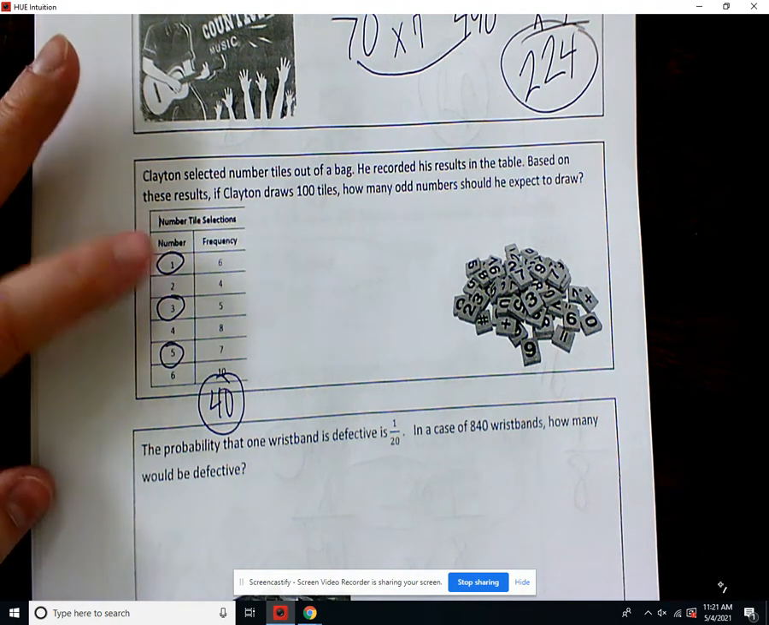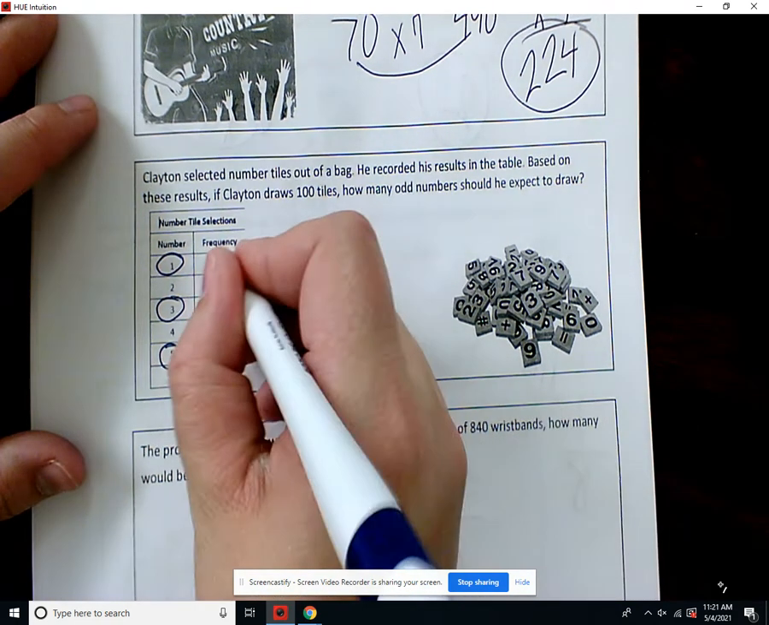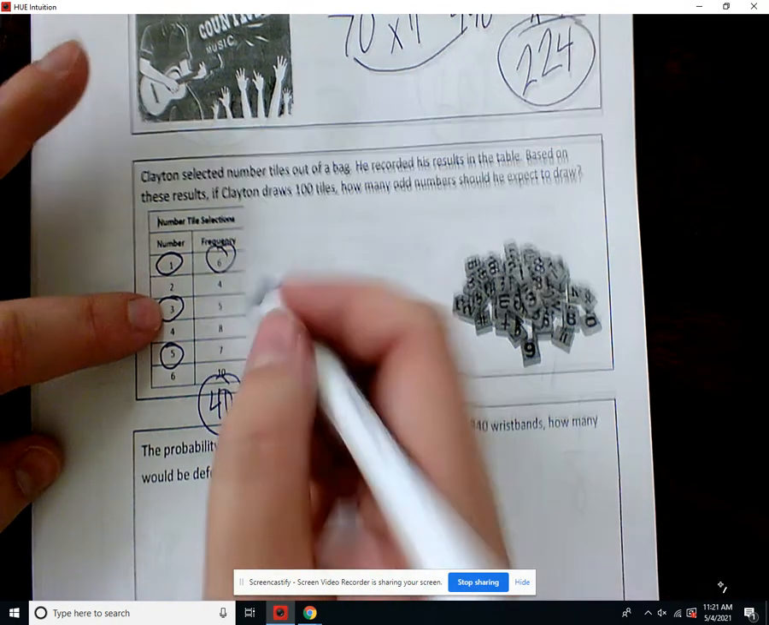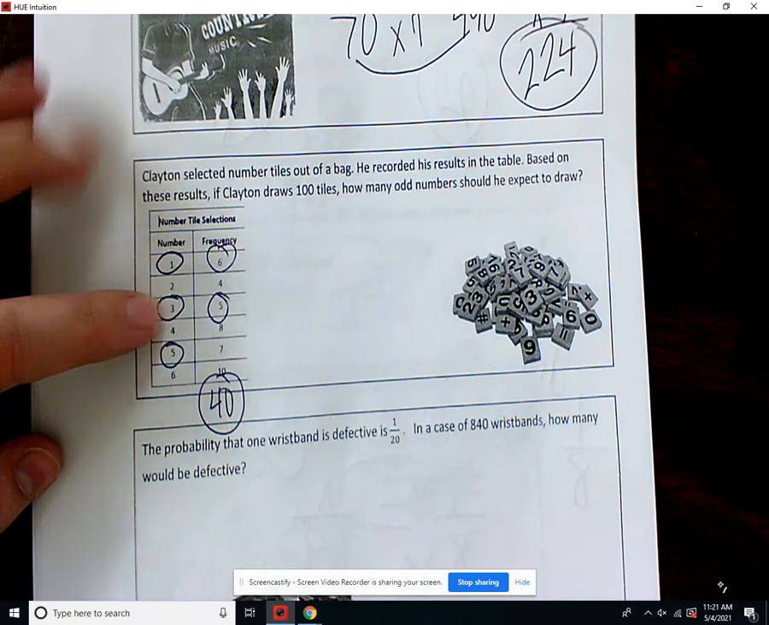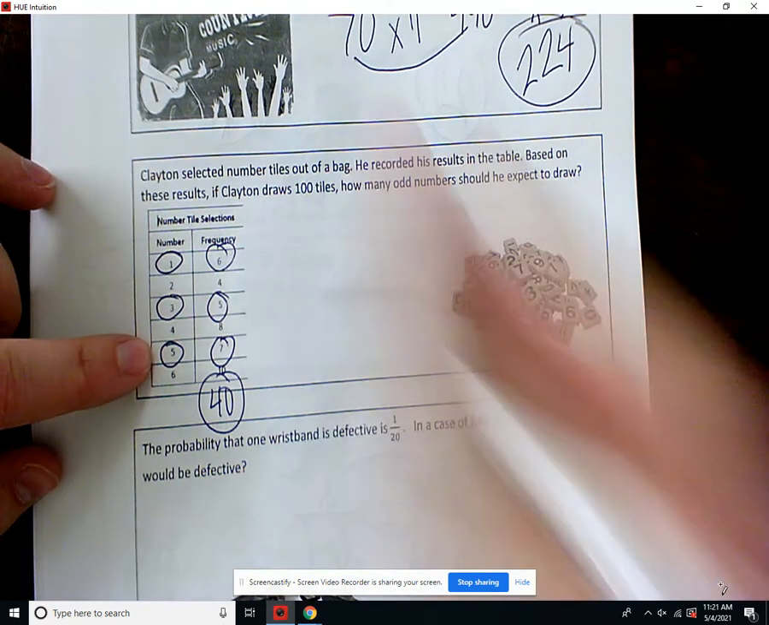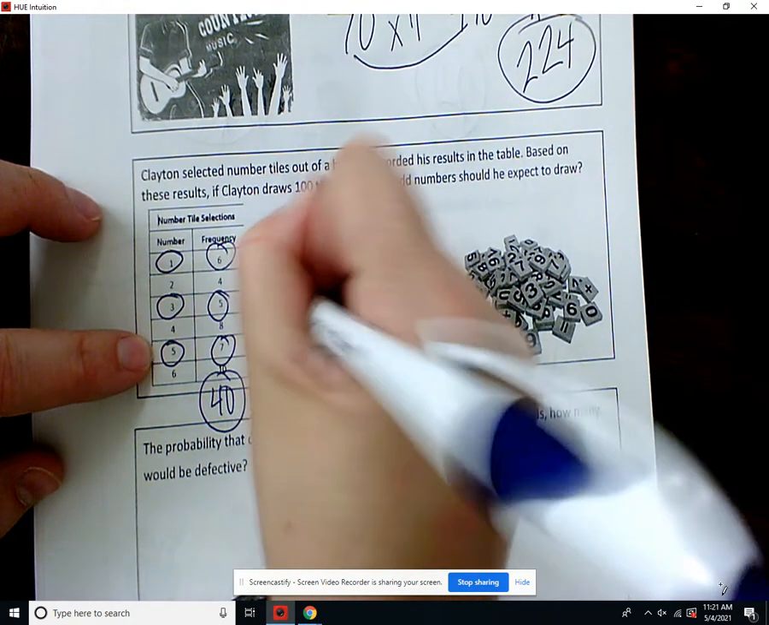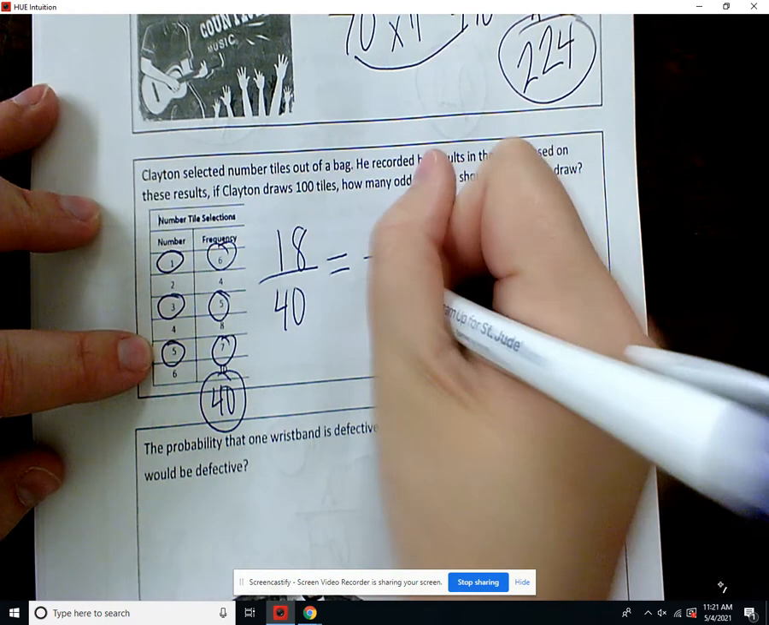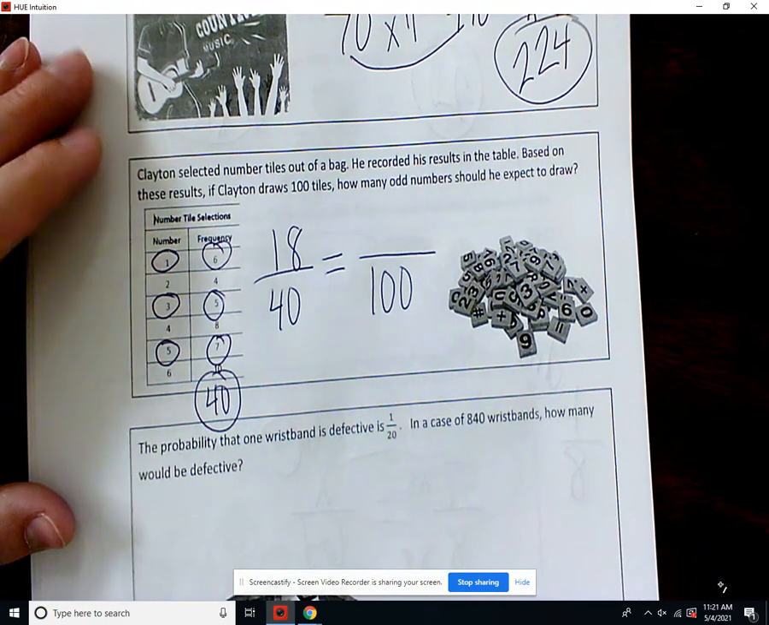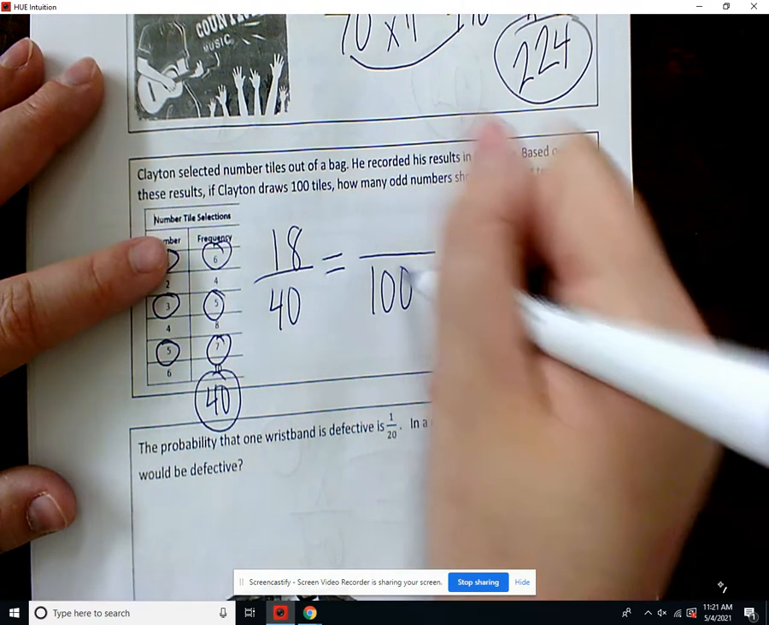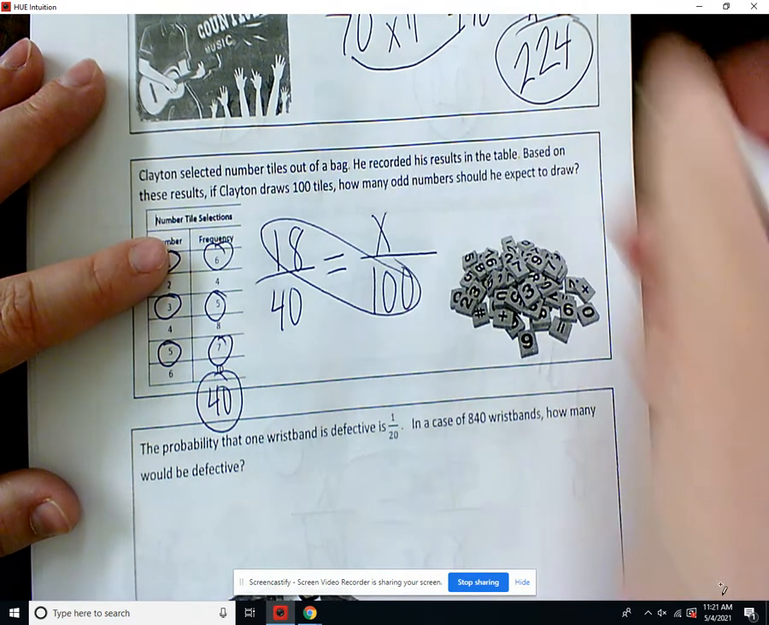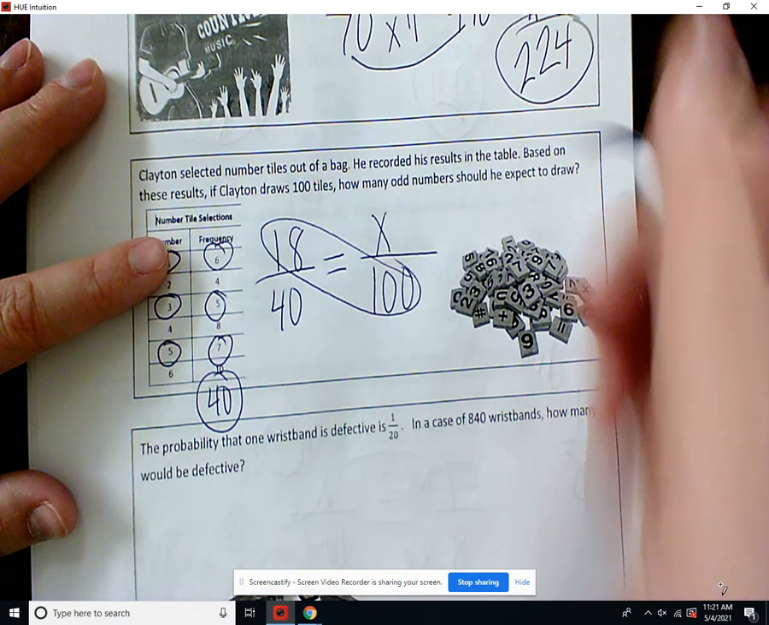I'm going to count how many number ones were drawn. That's 6, plus the number of 3s drawn, which is 5, plus the number of 5s drawn, which was 7. So I have 18 out of 40. I want to know out of 100, how many will he expect to draw? So I have 18 times 100, because I can't do 40 into 100.